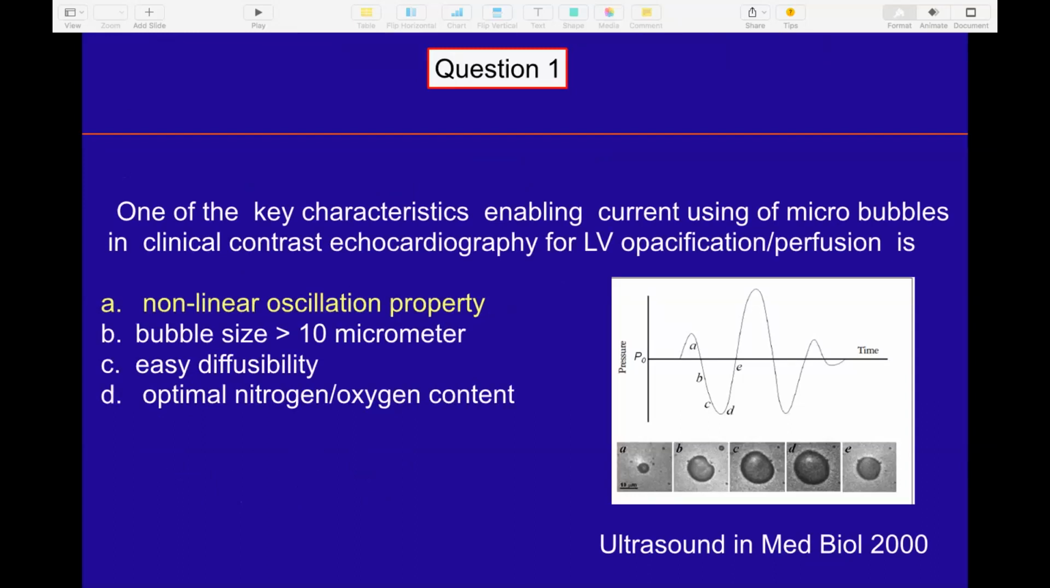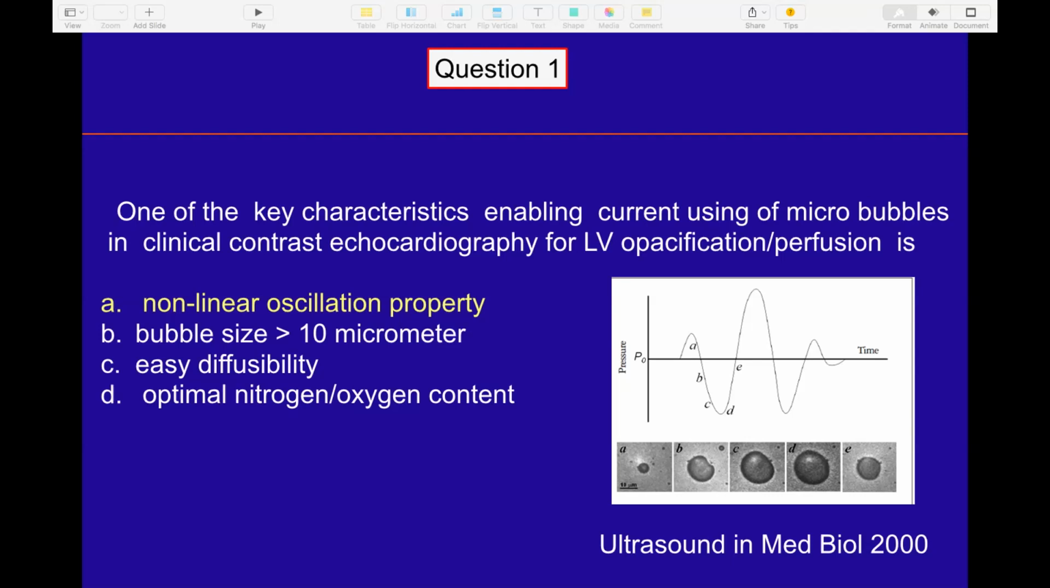So now that we've completed our contrast strip, let's revisit our question 1. One of the key characteristics enabling current use of microbubbles in clinical contrast echo is the non-linear oscillation property. We talked about the fact that as the acoustic wave of the ultrasound beam hits these bubbles, they undergo non-linear oscillation and changes in size and shape.